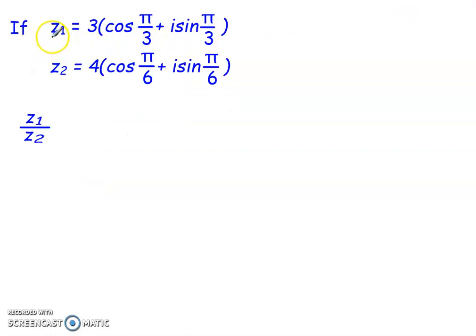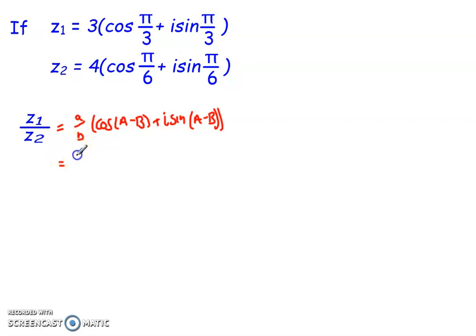Second one, if Z1 was the same and Z2 were the same as well, I want Z1 over Z2. Now remember for this one, the quick and easy way of doing it was A over B bracket cos, this time though it's A minus B, not A plus B, plus I times sine of A minus B. Again, the small a, small b, big A, big B are going to stay the same because it's the same 2 complex numbers I'm working with.